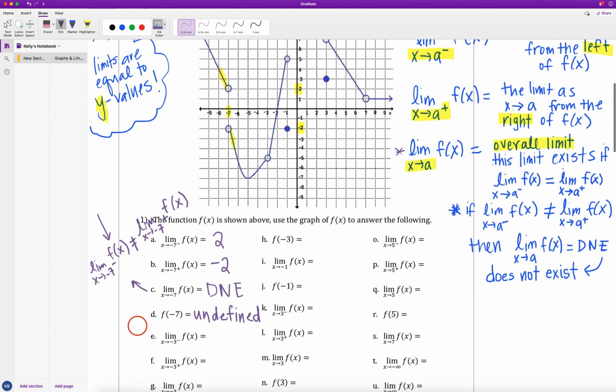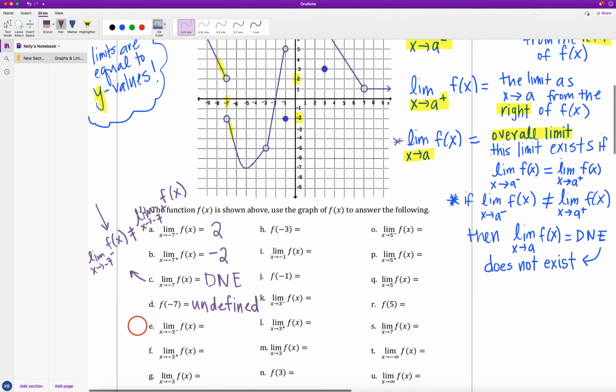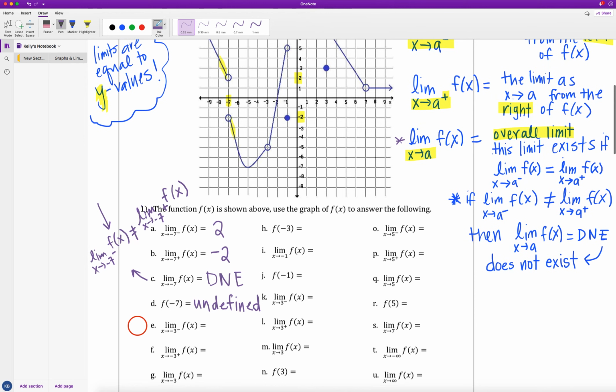Okay, let's look at our next couple. So I'm going to scroll down so we can see E, F, and G, and then I'll go back up to the graph to draw on it as we do them. So part E says, find the limit as x approaches -3 from the left of f of x. So part E is starting with -3 on our graph, and we're mainly focusing on what's happening on the left-hand side.